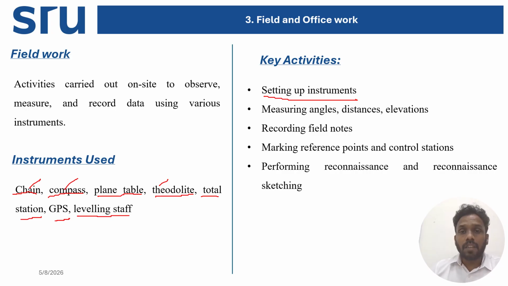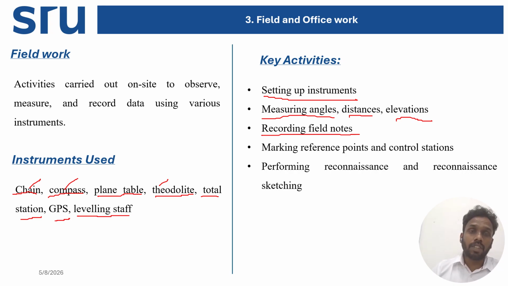Then after setting up the instrument, you have to measure the angle, distance, and elevation, whatever is required, whatever work is assigned to you. So you have to do that work accordingly. Then after measuring the angles, distance, and elevation, they have to be recorded in the field note. According to your feasibility, you have to record your measurements, angle, and distance in your field note.